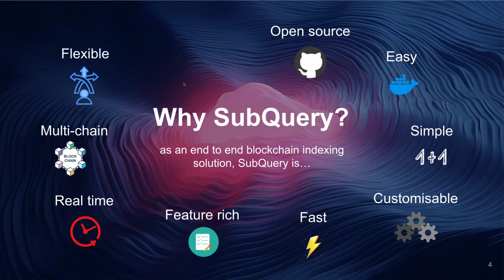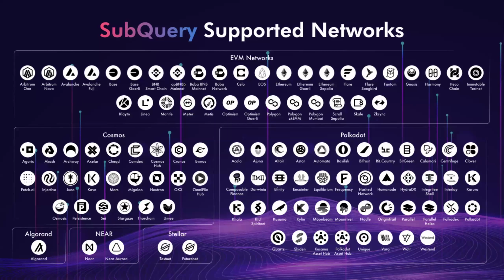Again, TypeScript is ensuring the flexibility. And finally, it's compatible with actually more than 150 chains right now, including EVM, Near family, Polkadot, Cosmos, and more.